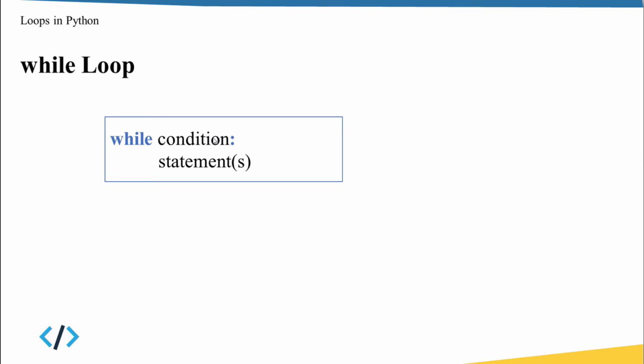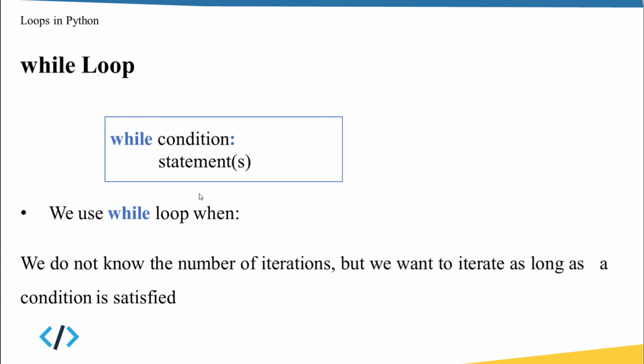How does the while loop work? It's very easy. While will check this condition. If it's true, it will execute these statements. Then it will get back to check the condition. And then if it's true, the statements will be executed. And while will keep doing that until the condition becomes false. So most often we update something within the loop body in order to make the condition false, and the execution continues after while. Now the question is when we have to use while. We use while loop usually when we don't know the number of iterations, but we want to iterate as long as a condition is satisfied.